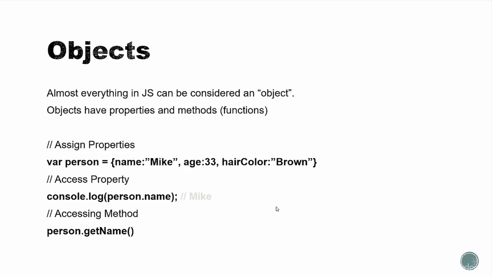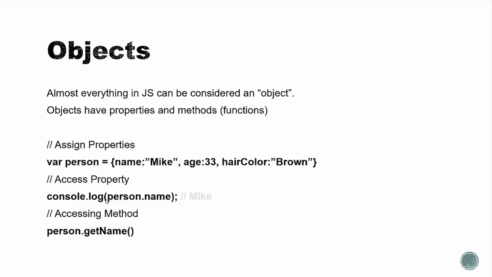Objects. So almost everything in JavaScript can be considered an object. Objects have properties and methods, which is kind of a fancy way of just saying function. We're going to go over this in depth later on, but if you want to create an object with some properties, you can see we're creating an object called person, and we have these curly braces. That's going to define it as an object, and then we have different properties. In this case we have name, age, and hair color. Now strings should be in quotes, either double or single, and numbers don't have to be in quotes.